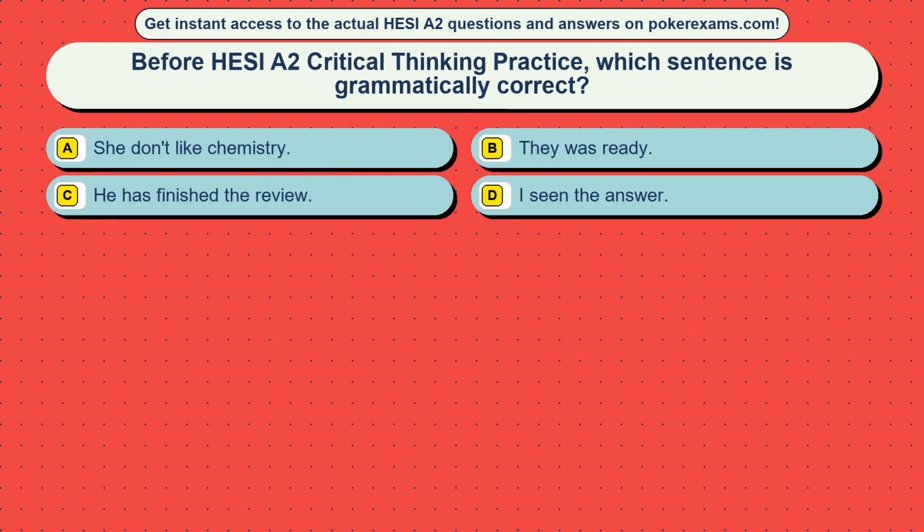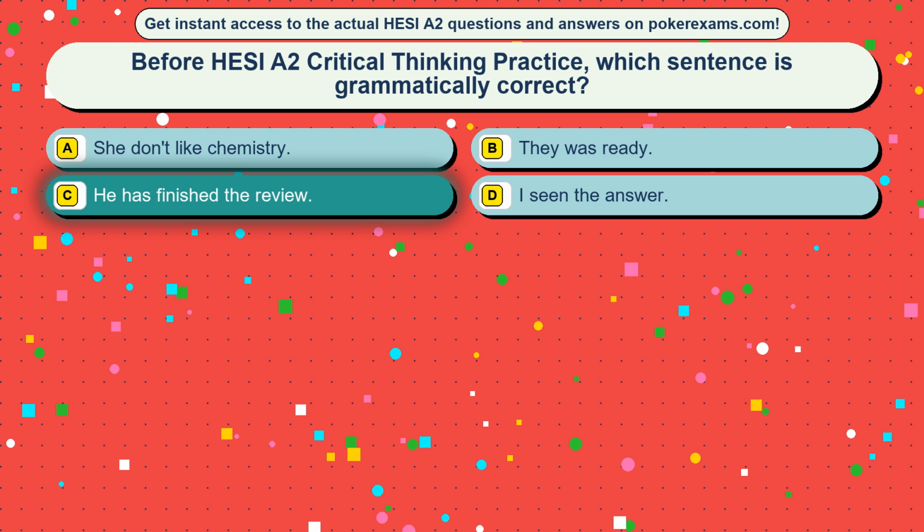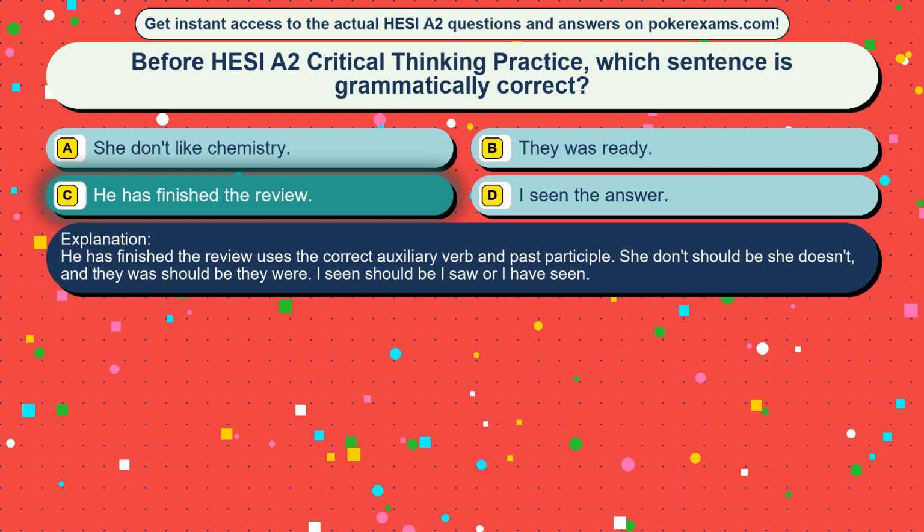Question 45. Before HESI A2 critical thinking practice, which sentence is grammatically correct? Option A, she don't like chemistry. Option B, they was ready. Option C, he has finished the review. Option D, I seen the answer. The correct answer is option C, he has finished the review. He has finished the review uses the correct auxiliary verb and past participle. She don't should be she doesn't, and they was should be they were. I seen should be I saw or I have seen.